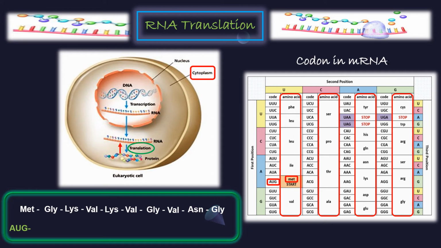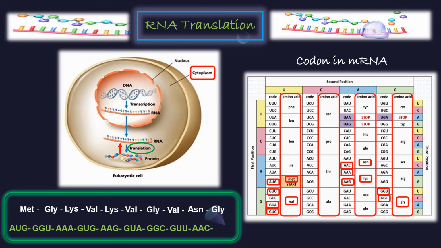The next amino acid is GLY. On the left column are 4 possible codes, so I'll use GGU. LYS has 2 codes, so I'll go with AAA. For VAL, GUG. For LYS, AAG. For VAL, GUA. For GLY, GGC. For VAL, GUU. For ASN, AAC. And for GLY, GGG.